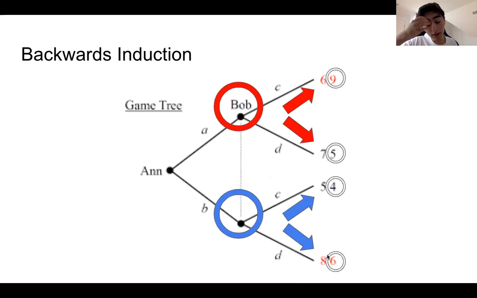So in the first case, if Anne chooses A, which one will Bob choose? Will he choose C or will he choose D? And in the second case, if Anne chooses B, will he choose C or D?